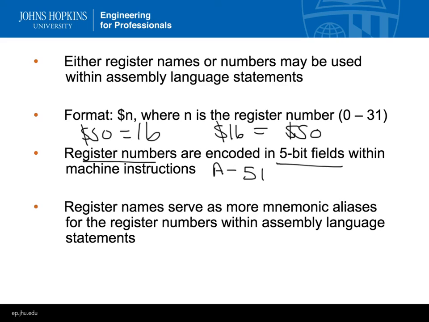The register numbers are encoded in 5-bit fields. If you look on page A51, that's where all the instruction formats start in your book, and you'll see even the first one in there is add, and there are 3 register fields, RS, RT, RD, and those 5-bit fields are the register numbers. So if you wanted to encode register 16, in 5 bits that would be 10000. That would be the 5 bits in that field for register 16.